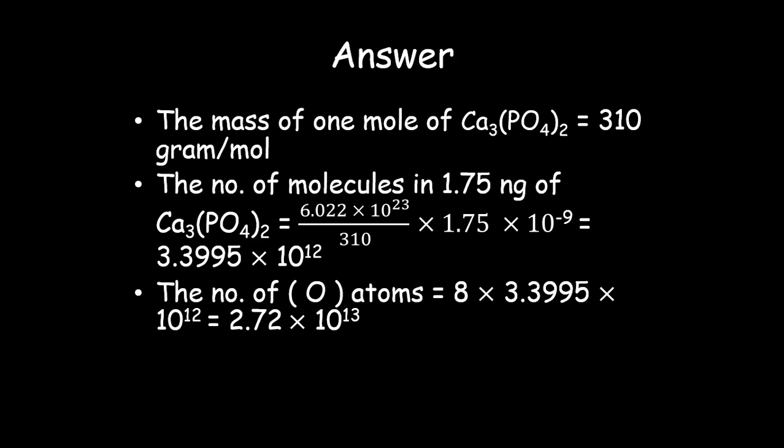So you might wonder why I multiplied by 8. The number of oxygen atoms in one molecule of the compound is 8. Here we found O4 multiplied by 2 gives us 8, and this is the answer. The answer is E.